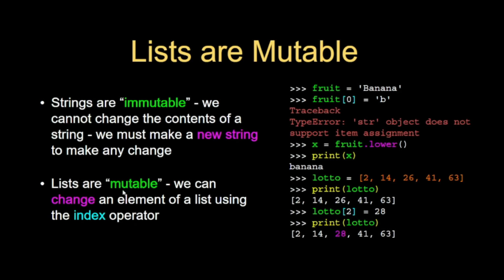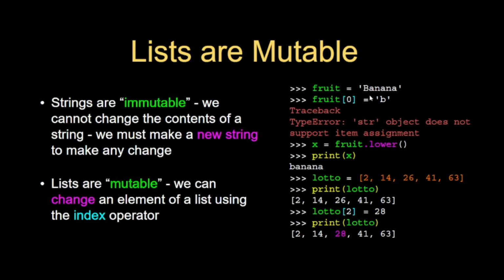Since lists are mutable, we can change an element, add a new element, delete an element in the same list, copy the list items into another list, and do any other operations inside a list. For example, here we have fruit equals banana, which is a string. Fruit of index 0 will be b. What I'm trying to do is change the first letter of this string from capital to small, but see, Python is not allowing me to do that because the string object does not support item assignment. Since I was trying to change the first character of the string, it wasn't allowing me to do that.